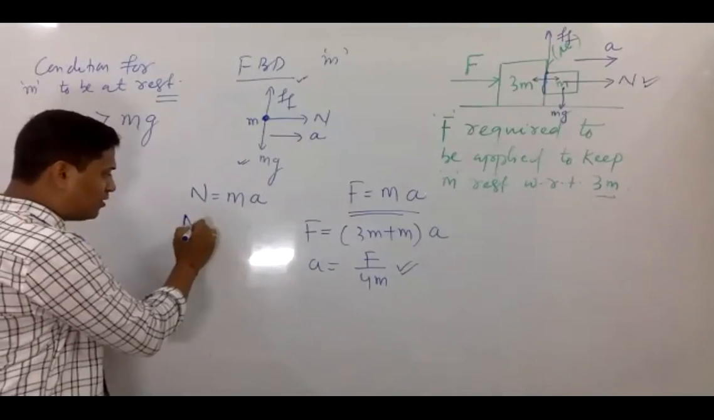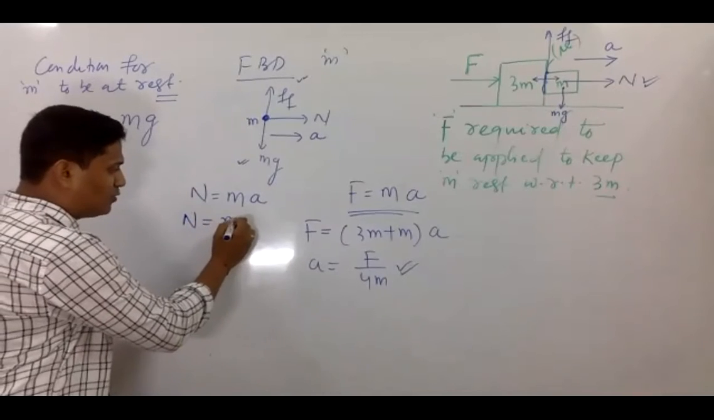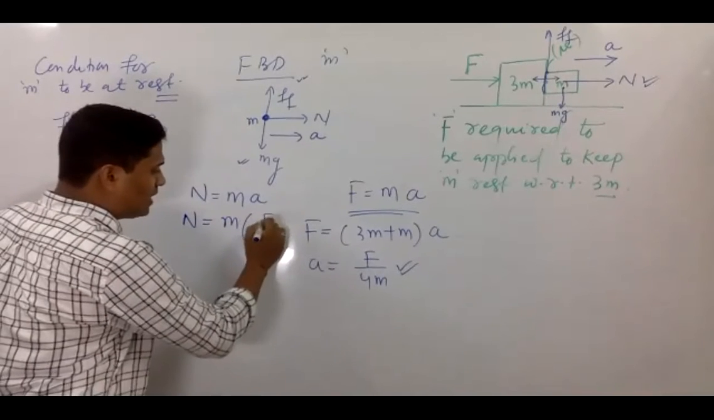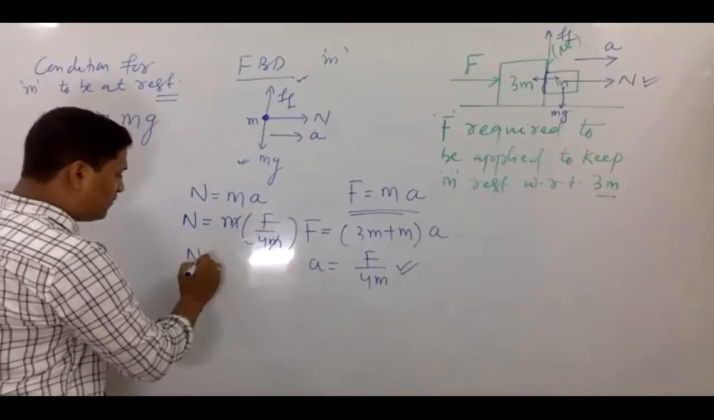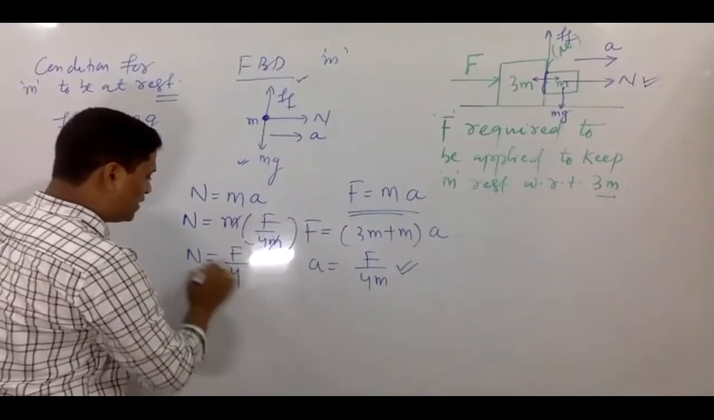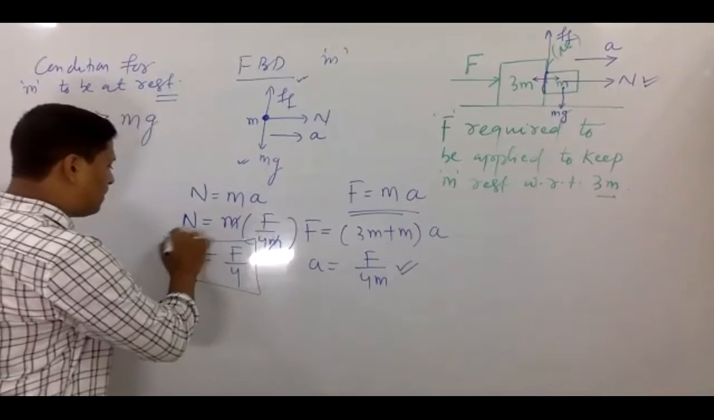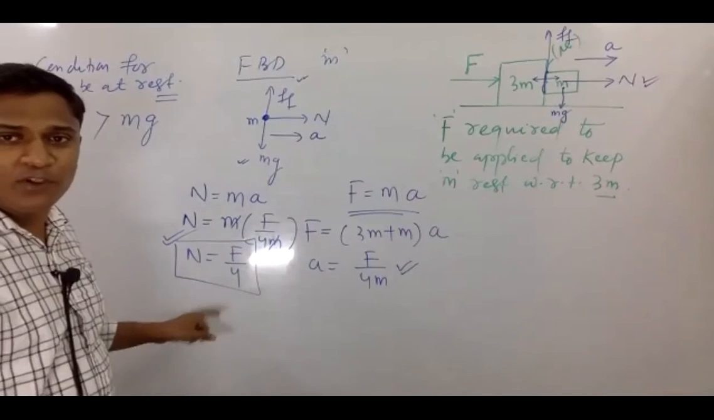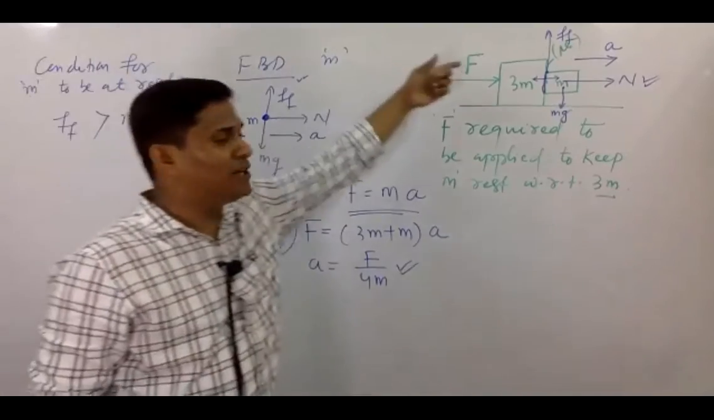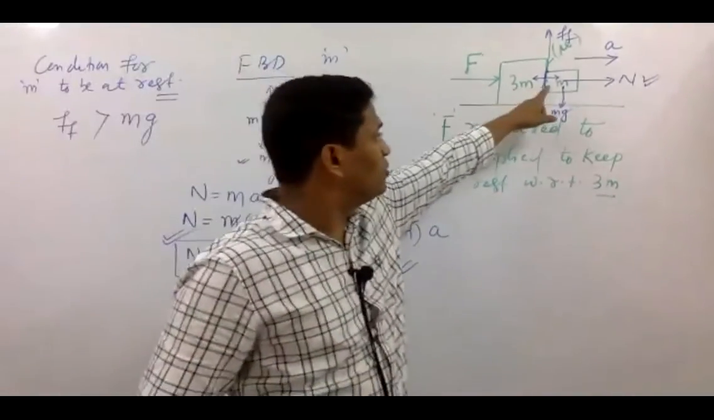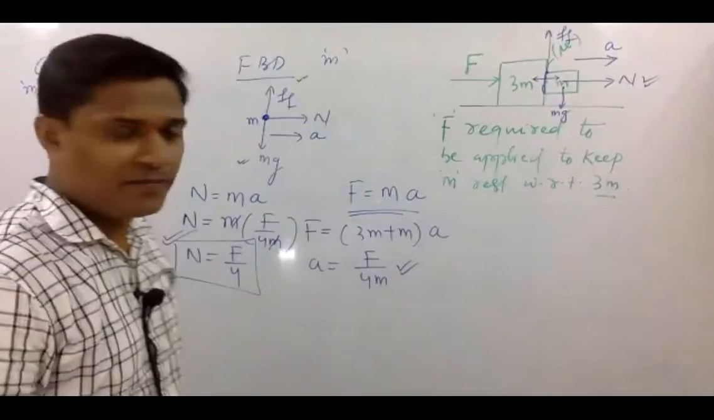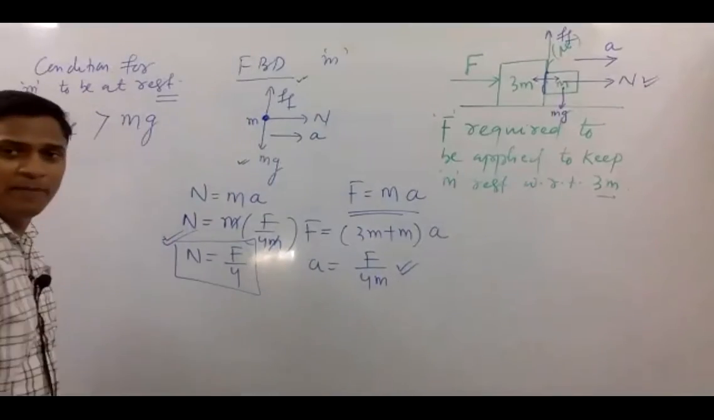So if I will be finding normal force, then normal reaction is equal to N, and acceleration I got how much? F by 4m, correct? So m cancels. So students, normal force is equal to applied force by 4. That means how much force I am applying, 1/4 of the total applied force, students, is going to the normal force, correct? So I got normal force is equal to F by 4, right?